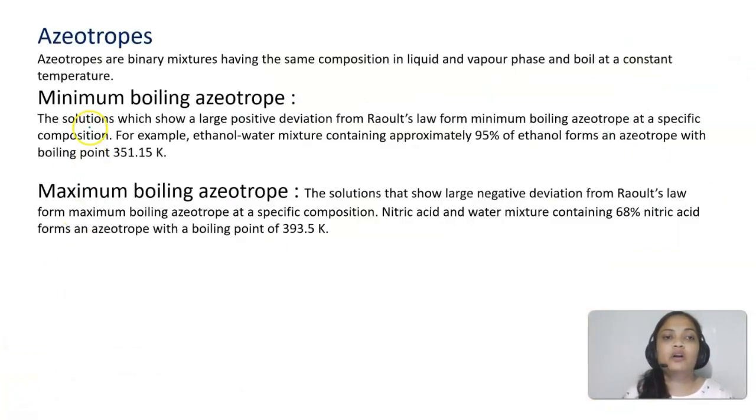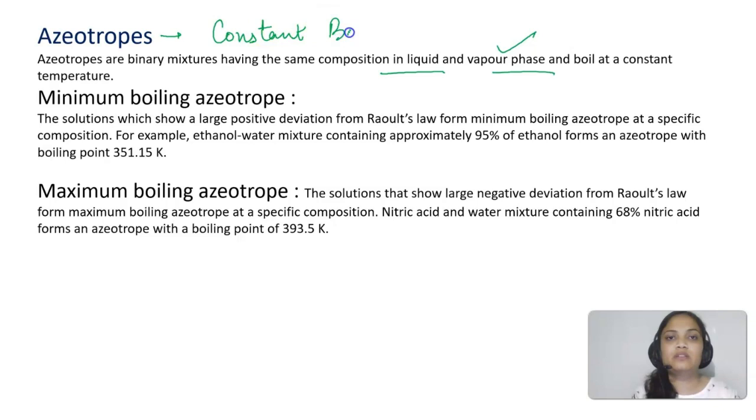Now if I talk about azeotropes, azeotropes are those mixtures which have the same composition in liquid and vapor phase. Means if you have that particular mixture in liquid phase and when you boil it and it comes to vapor phase, in that phase also it will have the same composition and it boils at constant temperature. इसलिए हम azeotropes को constant boiling mixtures भी बोलते हैं. We call them constant boiling mixtures as well.